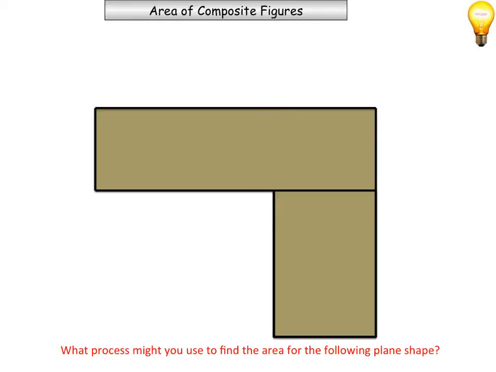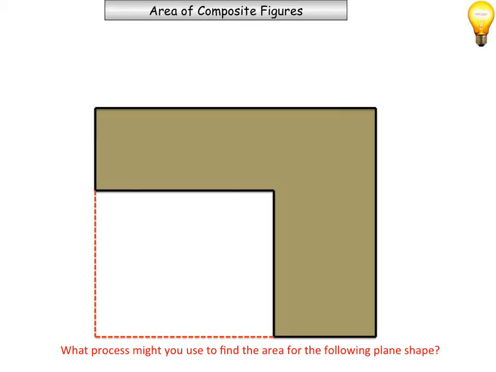We could in fact divide it up into this arrangement, and we could call the top rectangle area 1 and the bottom rectangle its area of A2. So then we could calculate A1 and then add A2. So that's another way we can do this question.